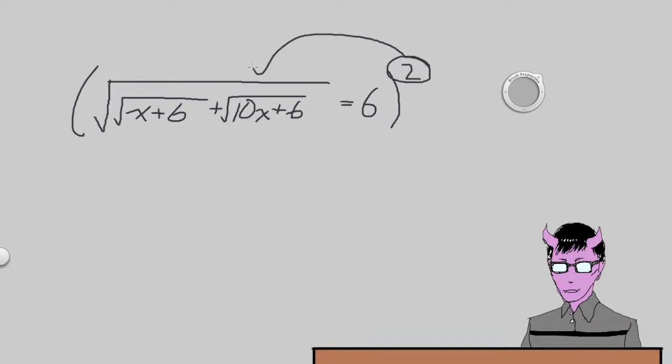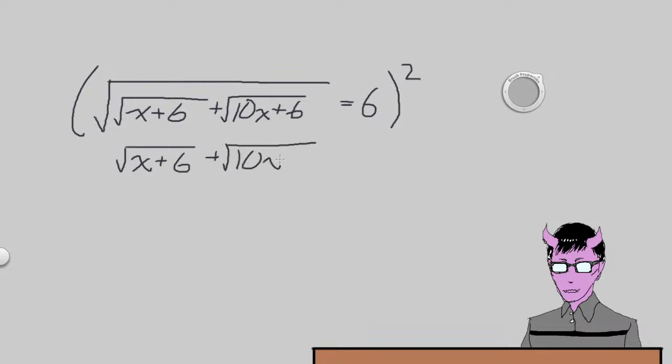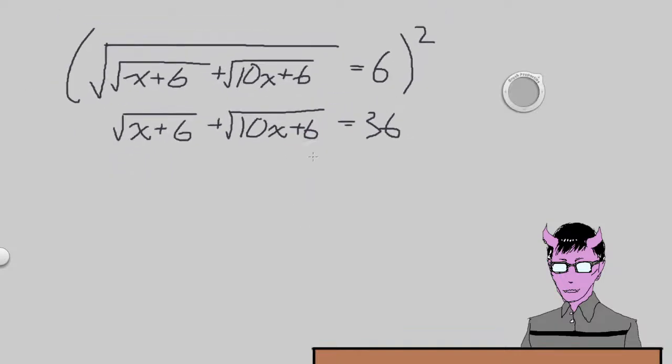So applying square to the left hand side, we will negate the square root, freeing the inside. So we're going to get x plus 6 plus the square root of 10x plus 6. And then of course the right hand side, make sure you square this right hand side as well, so that becomes positive 36. So we have a classic square root plus square root equals constant value. What we need to do is square 2 more times to undo the square functions.